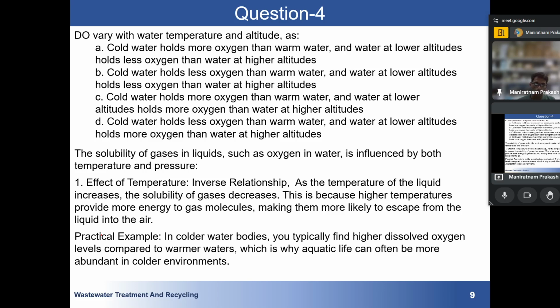in colder water bodies you typically find higher dissolved oxygen levels compared to warmer waters, which is why aquatic life can often be more abundant in colder environments.